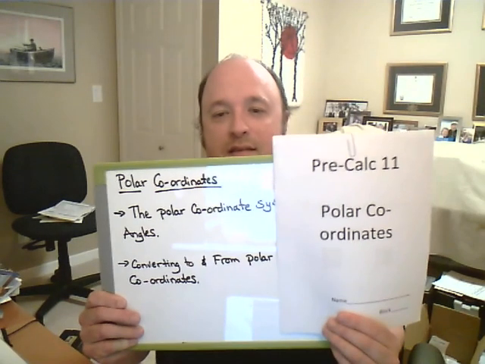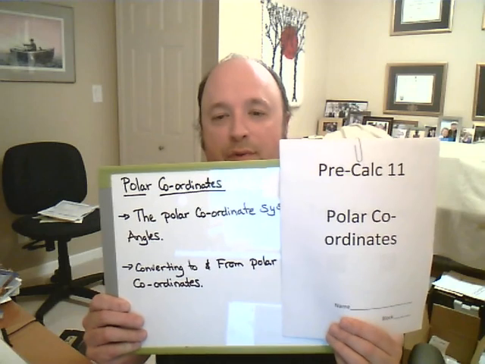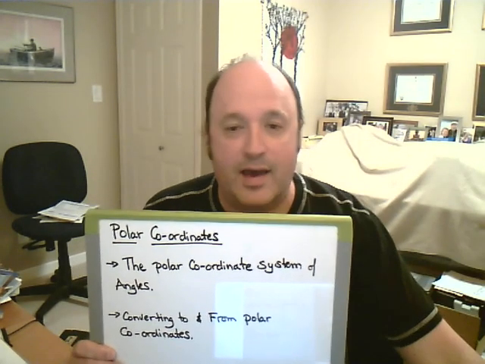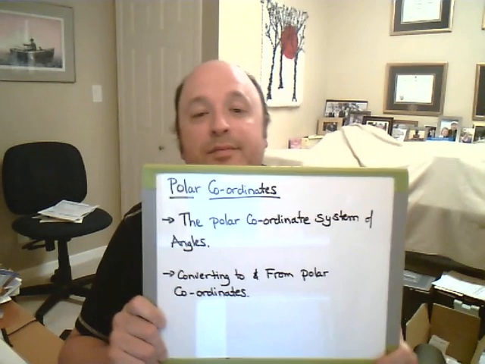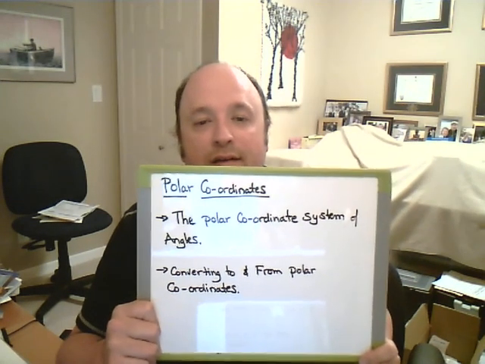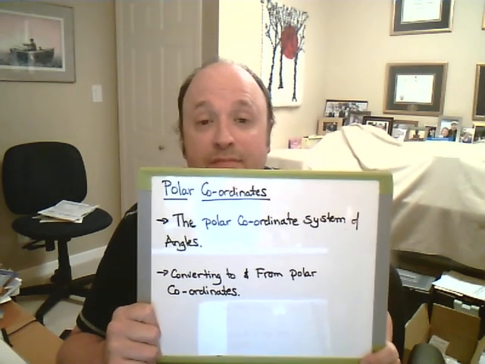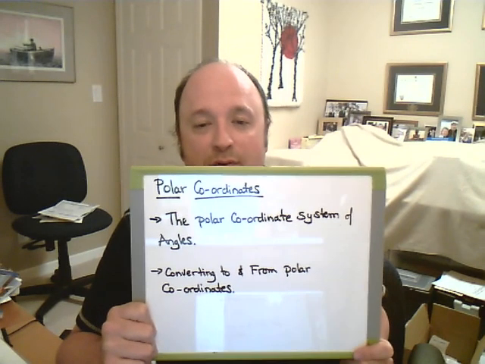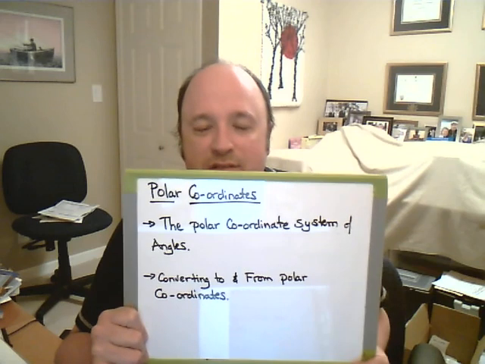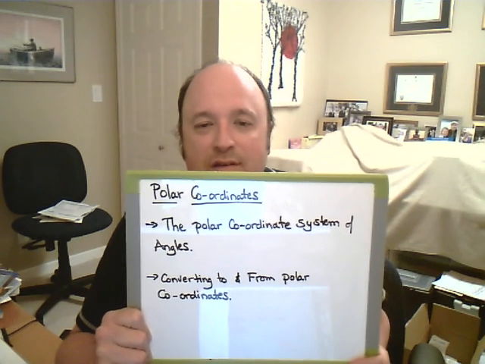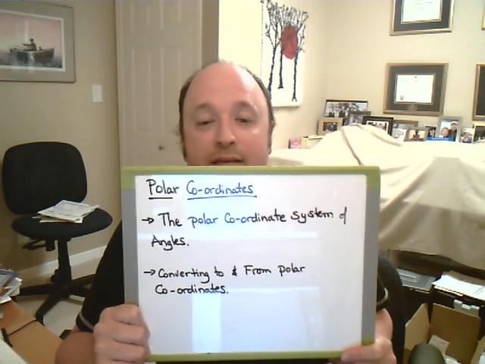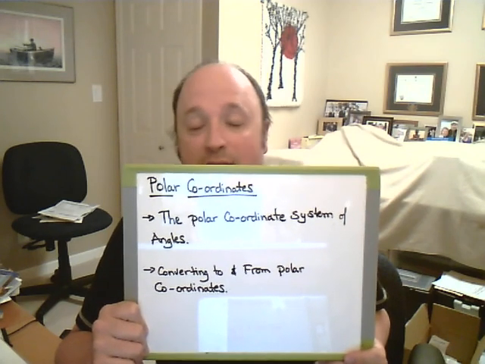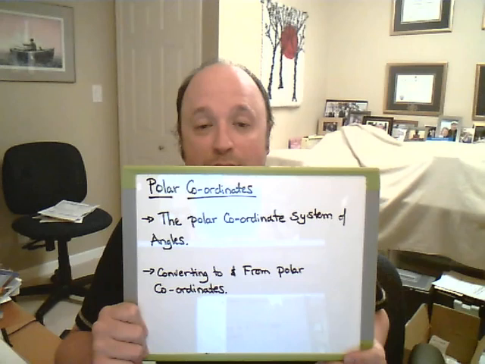This is the lesson that supports the Polar Coordinates booklet, and we're looking at a new system of how to name and label points in a graph. So we'll talk about the polar coordinate system of angles. There's some small details I've got to talk about with that. And then we'll talk about how to convert from polar coordinates to XY coordinates and backwards and forwards.